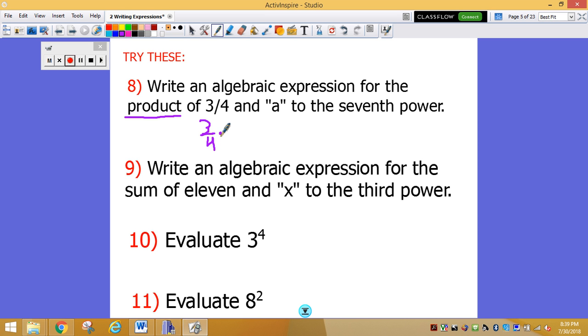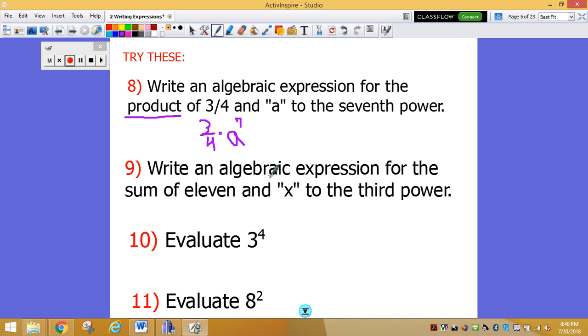Product means multiply. And A, so I'm going to put an A to the 7th power. So that means it's going to be an exponent, and it's going to be a 7. So 3/4 times A to the 7th.